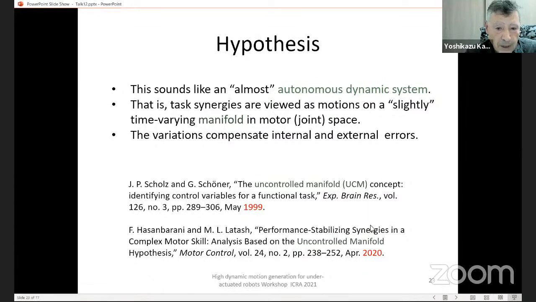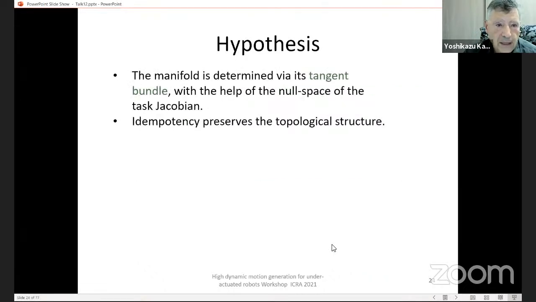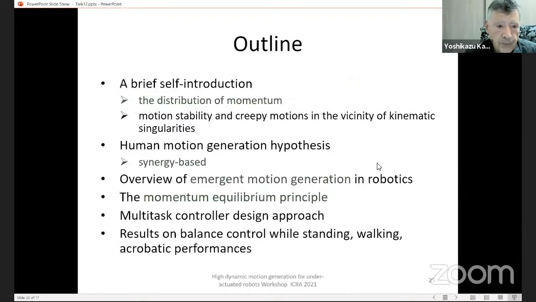This is a hot topic because we have a very recent paper on the uncontrolled manifold. The manifold is determined via its tangent bundle in differential geometry, with the help of the null space of the task Jacobian. And because it is a null space, there is an idempotency property which preserves the topological structure. So this fits very nicely with the hypothesis. I will come back to this later in our control design.